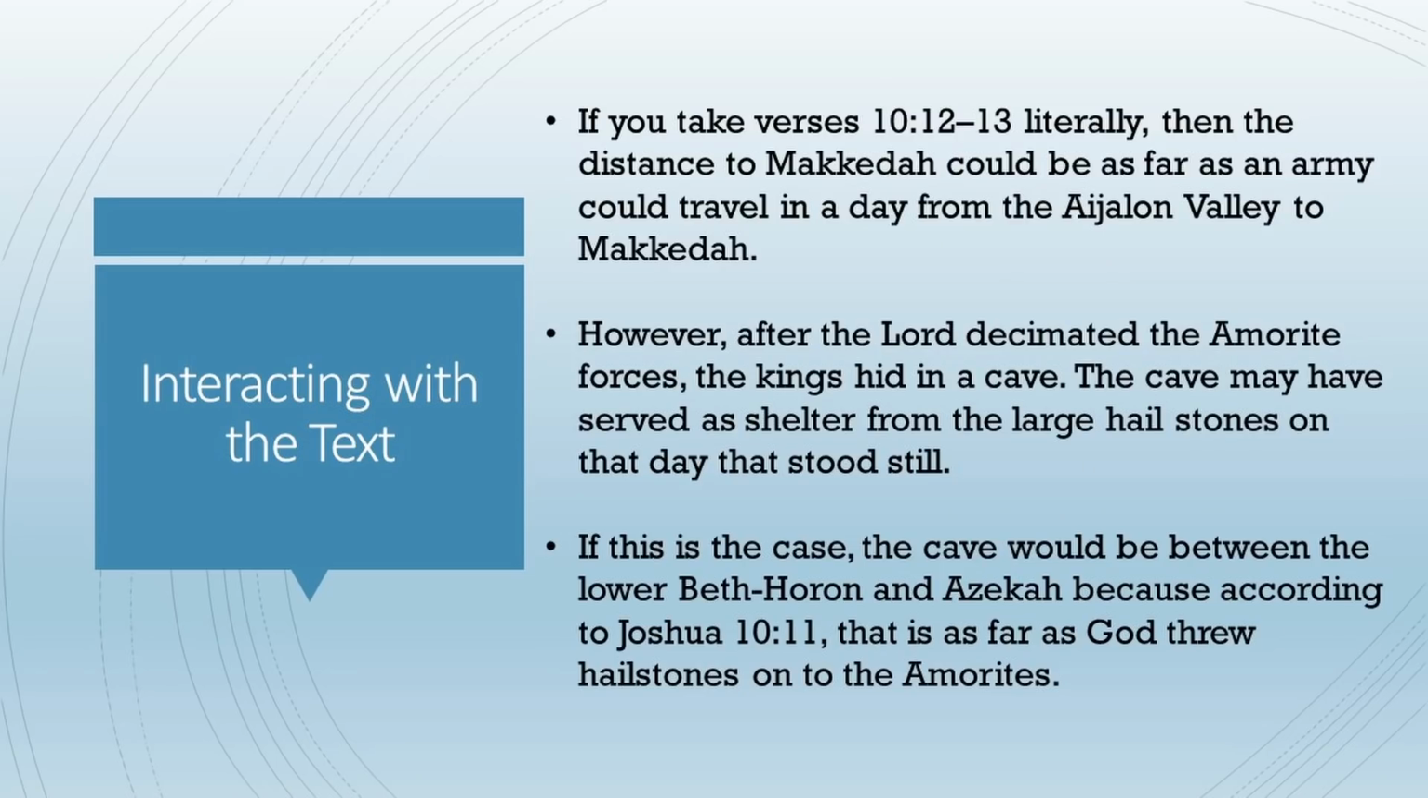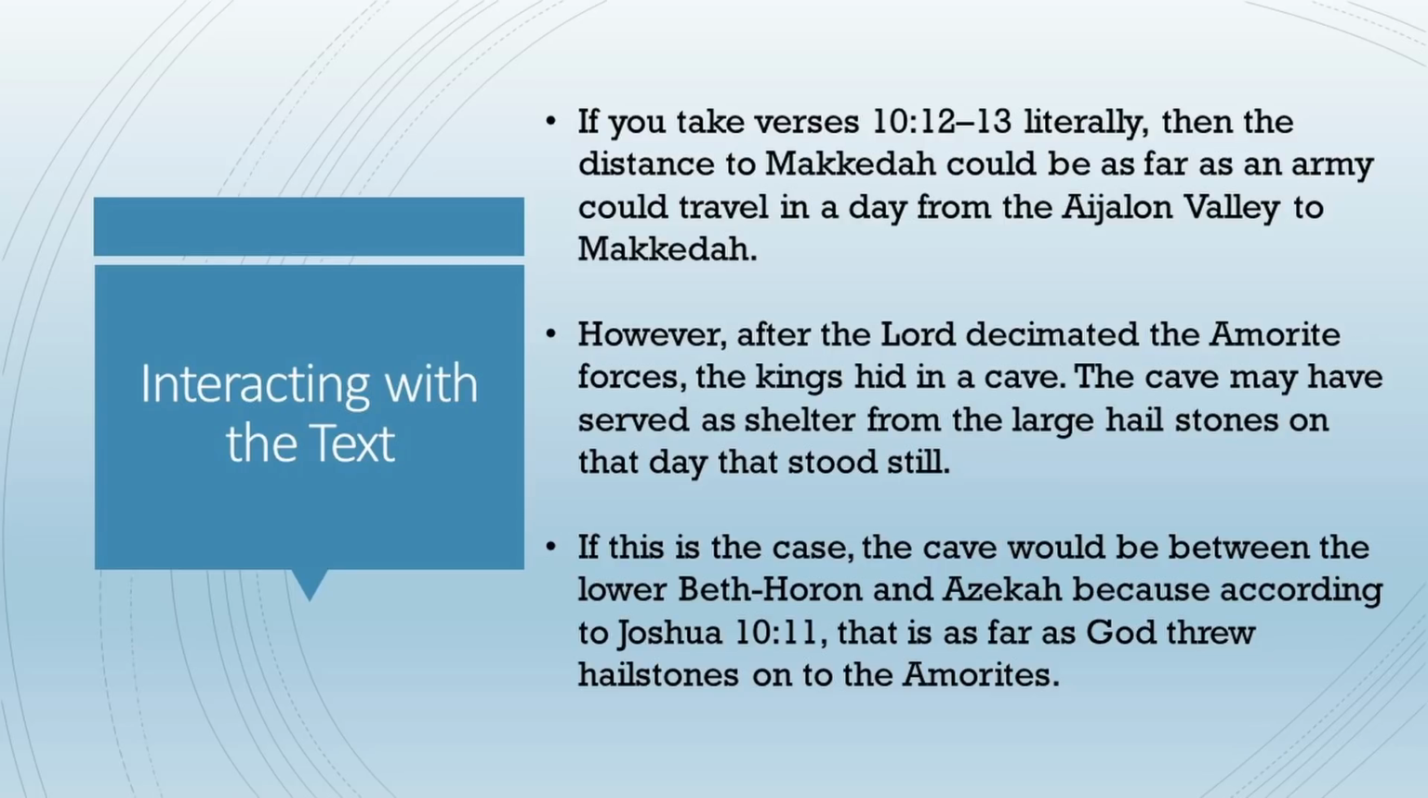However, after the Lord decimated the Amorite forces, the kings hid in a cave. The cave may have served as a shelter from the large hailstones. And in verse 11, Makkedah is not mentioned. I found no text where Makkedah was ever added to verse 11. So if the Lord threw large hailstones on them as far as Azekah, and they were hiding in the cave, this is supposition only. If they're hiding in a cave from the hailstones, it would probably be closer to Azekah. Makkedah would be closer, because more Amorites died from the hailstones than from the Israelite soldiers.